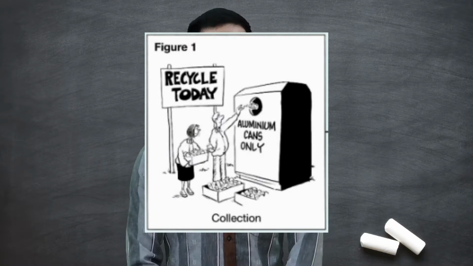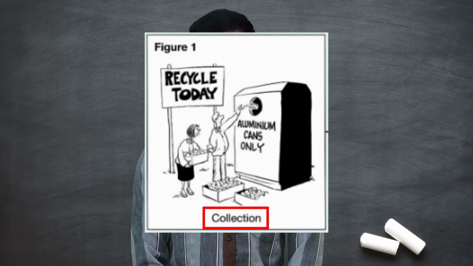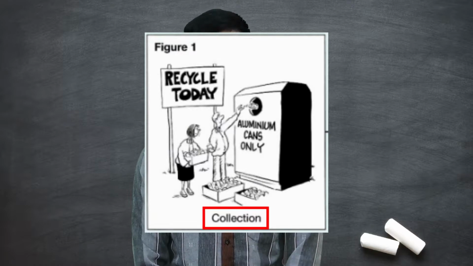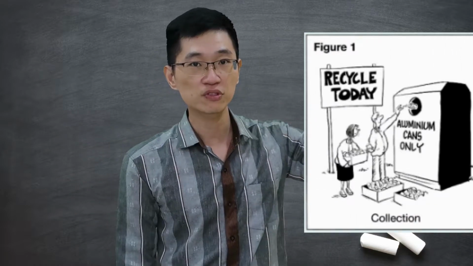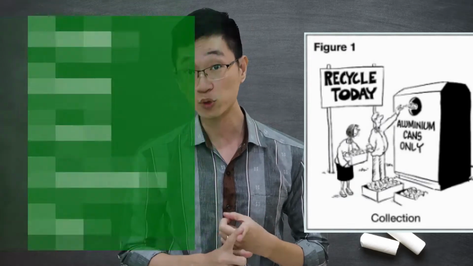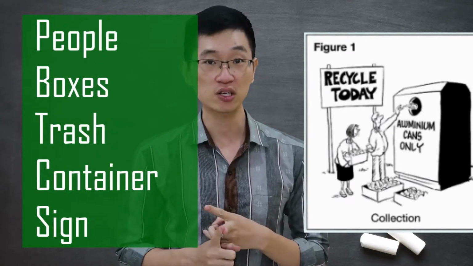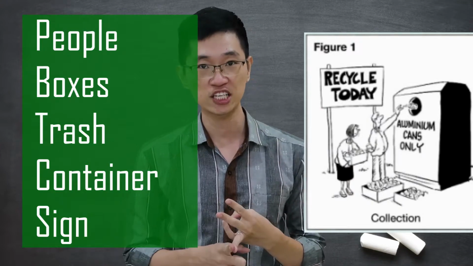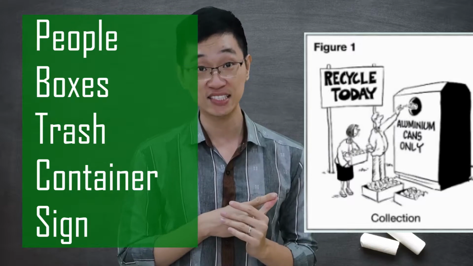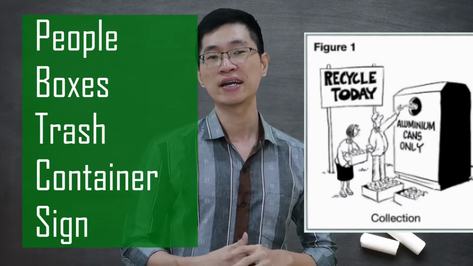Well, probably a lot of you will say "collect." Well, actually, I asked you what can you see, not what can you read. So your proper answer would not be "collect," but you should say something like you see people, you see boxes, many boxes, you see trash, you see a container, and you see a sign, recycling today.